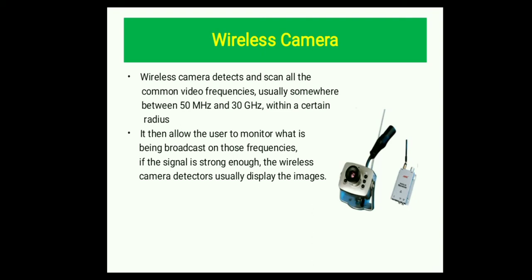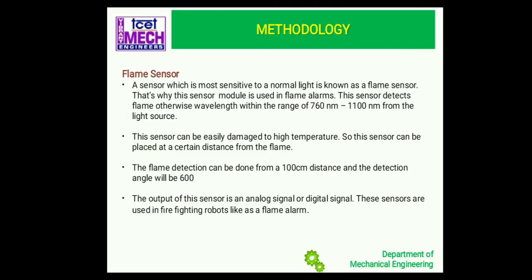Now, let's talk about something about flame sensors. The sensor which is the most sensitive to normal light is called a flame sensor. That's why the sensor module is used in flame alarms. This sensor detects flame or light source wavelengths within the range of 760 nm to 1100 nm.